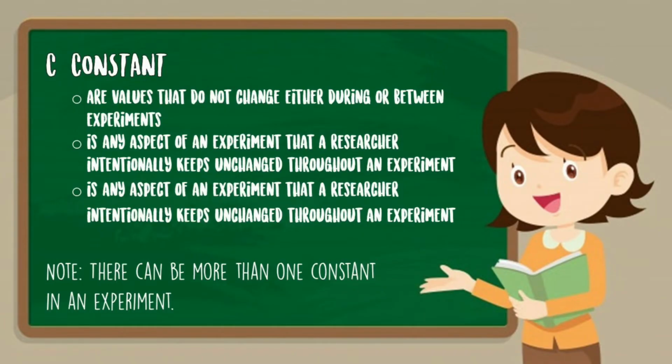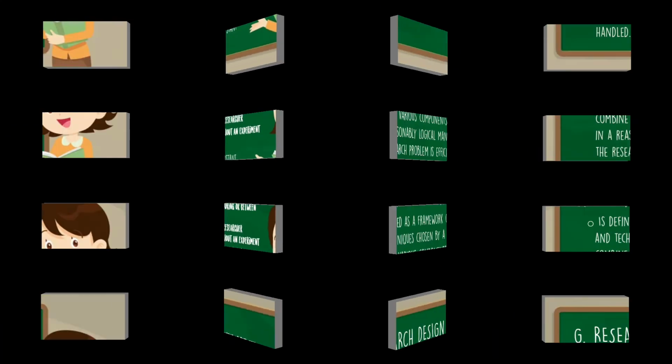Constant. These are values that do not change either during or between experiments. It is any aspect of an experiment that a researcher intentionally keeps unchanged throughout an experiment. Note that there can be more than one constant in an experiment.